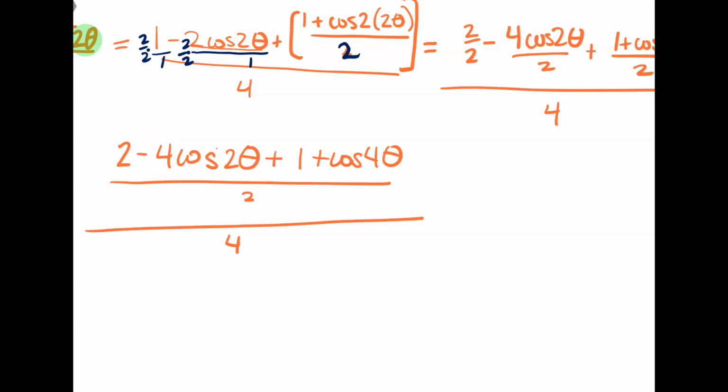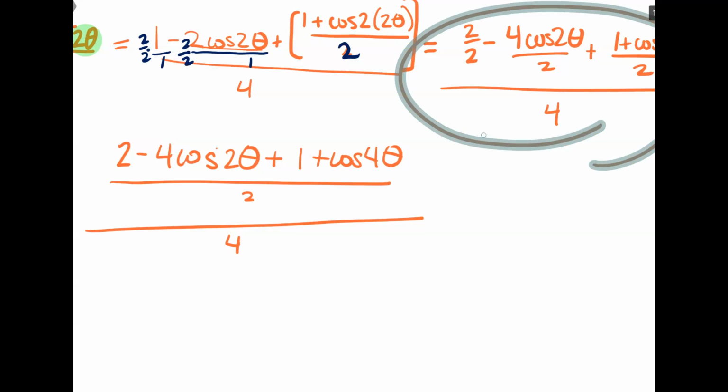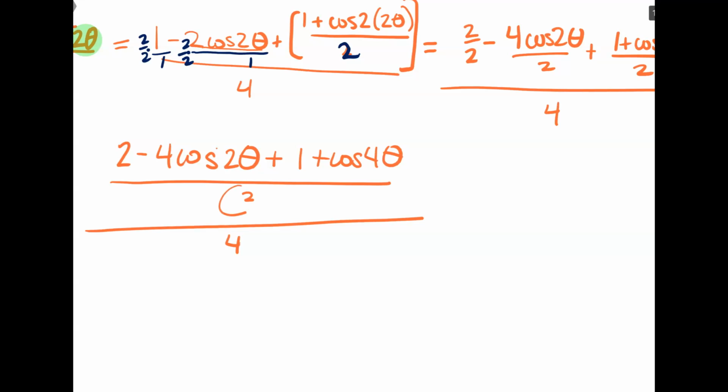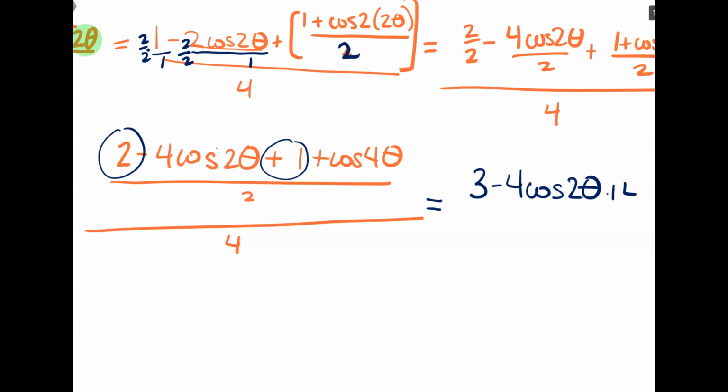All I did was I took this whole thing right here, and instead of having individual terms, I just wrote it all over 2. Yes, but not done yet. I'm trying to go step by step to make sure we don't miss anything. But yes, that is the next thing I would like to do. I want to combine like terms on the top. So I have a +1 and I have a 2. So that's going to turn into 3 minus 4 cosine 2 theta plus cosine 4 theta.